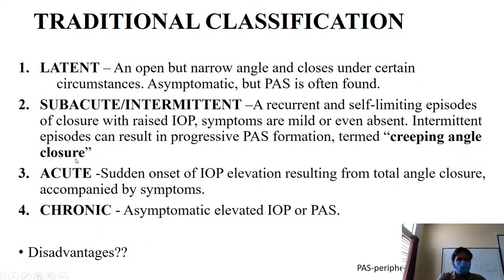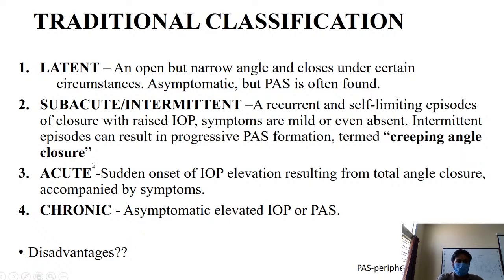These are the types of angle closure glaucoma. In latent angle closure glaucoma, there is an open but narrow angle, and it closes under certain circumstances, especially when the patient is doing near work, or in the evening time when the pupil is mid-dilated, or when the patient has some emotional outburst, or some adrenergic surge, some exercise. Because of that, the pupil dilates, and in a mid-dilated pupil, angle closure happens.